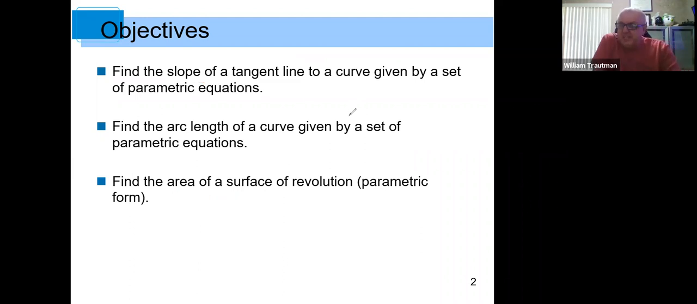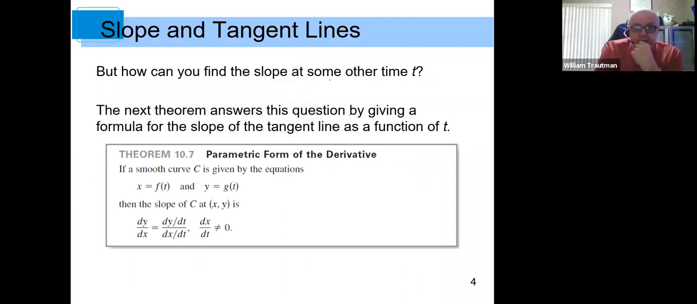Now, I will admit, there's a lot of not only algebra, but there's a lot of trig involved in some of these problems. So it's just a lot. It's a lot of trig. Let's take a look. Slope and the tangent line.